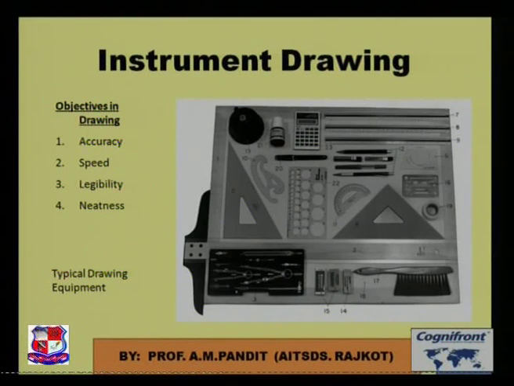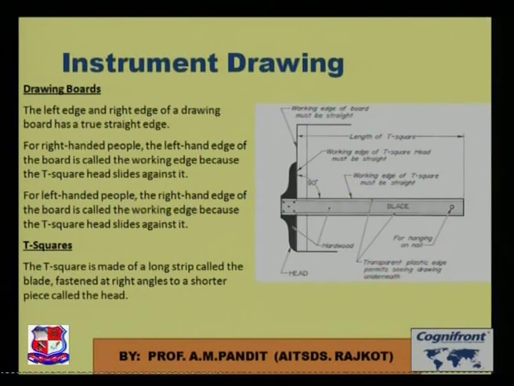By step, what are the different things? First one is the drawing board. Drawing board is something on which we can place our drawing sheet and we can draw any sort of drawing.